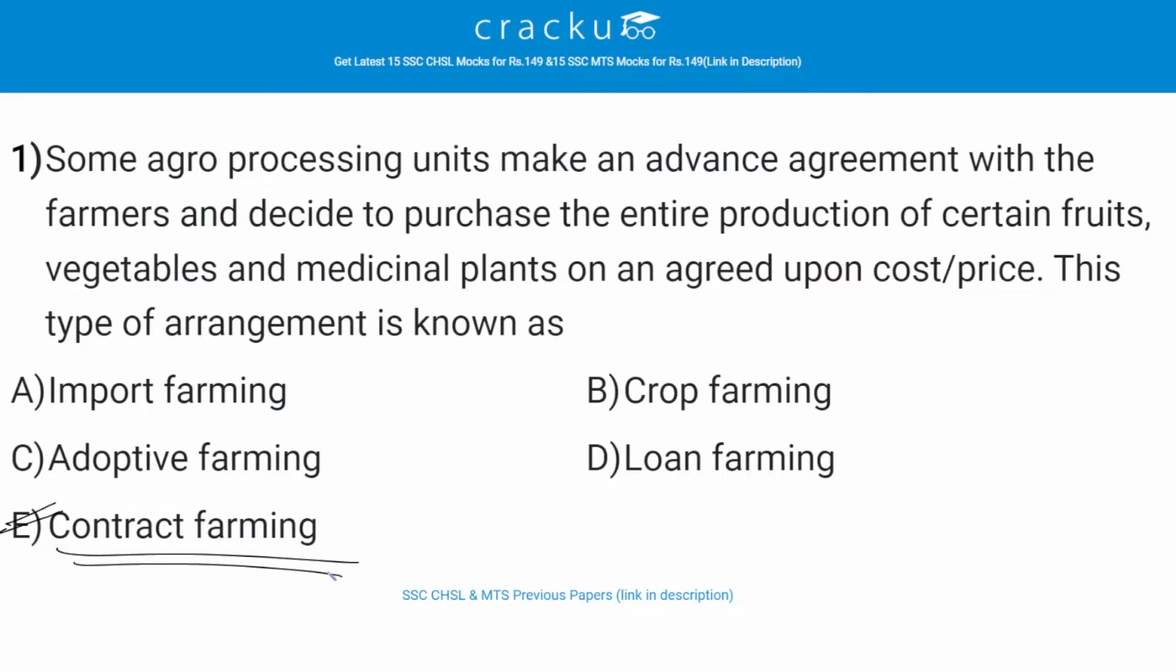So, contract farming can be defined as agricultural production carried out according to an agreement between a buyer and farmers, which establishes conditions for the production and marketing of a farm product or products. The farmer agrees to provide an agreed quantity of a specific agriculture product.